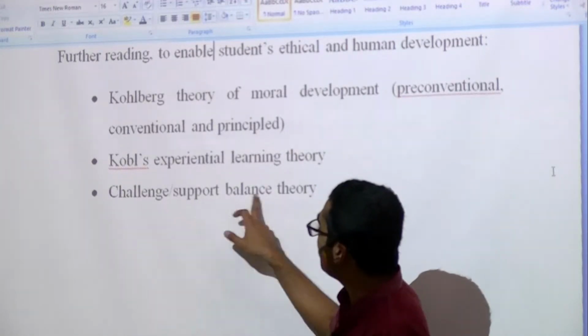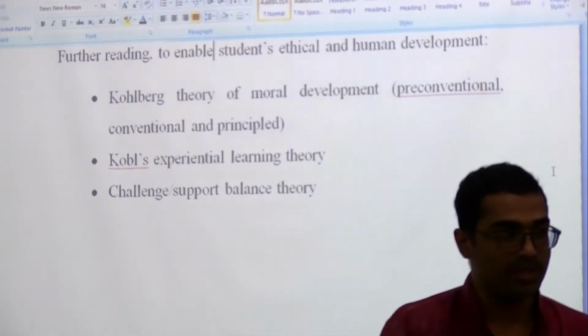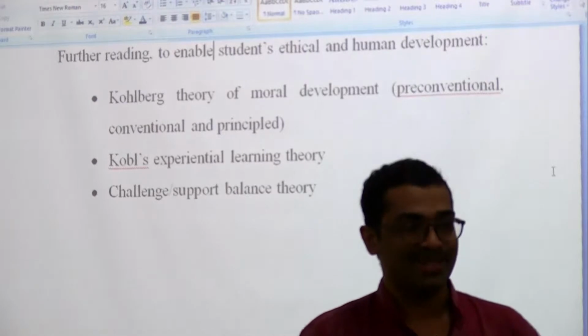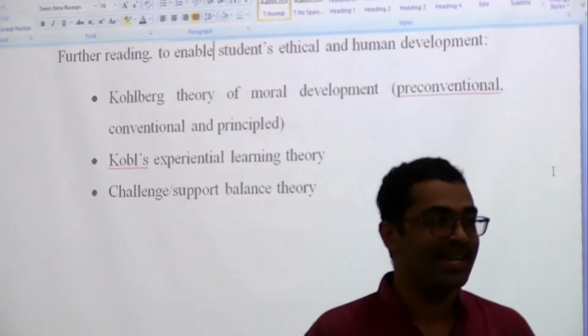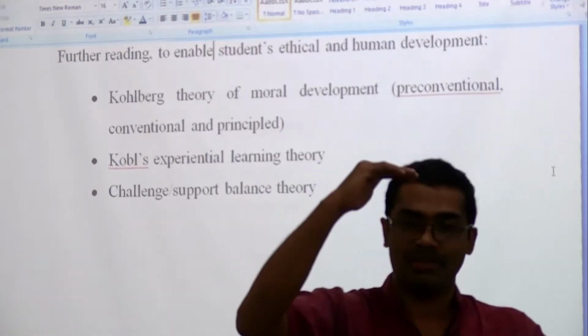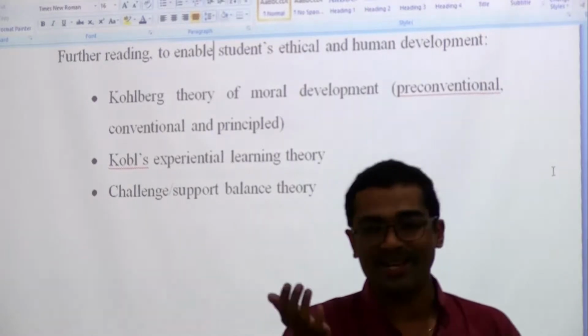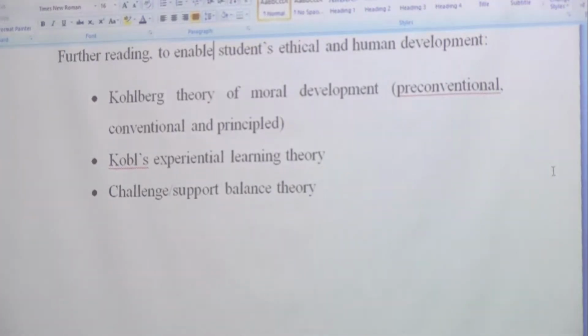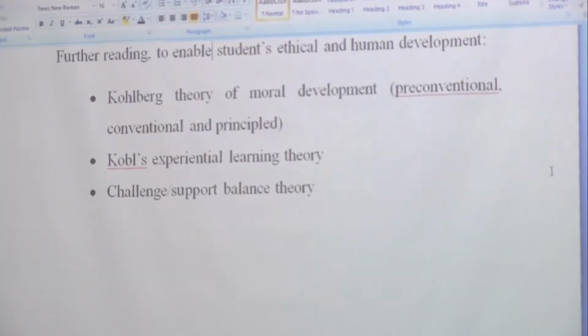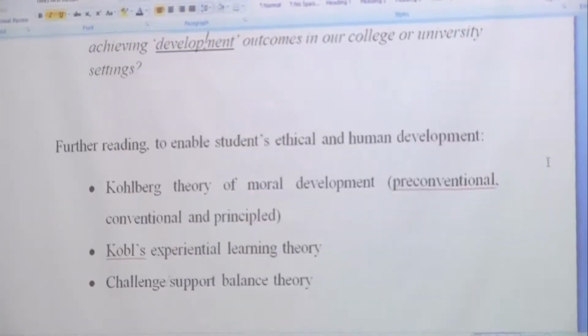So the challenge support balance theory basically says that it is not sufficient to just support the student, you should challenge the student. The student should be able to exercise their intellect and feel challenged. But at the same time, if the challenge becomes too much, the student might get overwhelmed. So you need to balance out the challenge and support so that the student is not giving up on learning. Okay, so that is by and large what we spoke about last time.